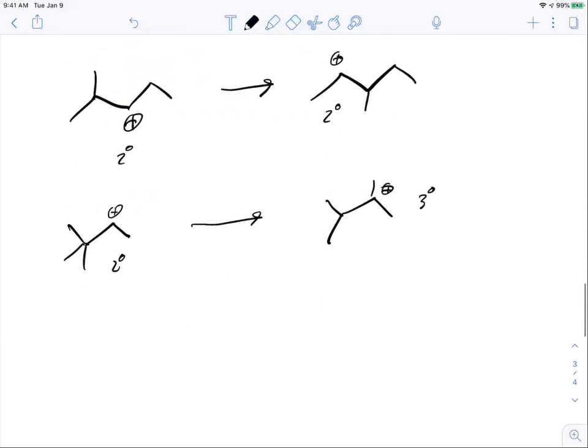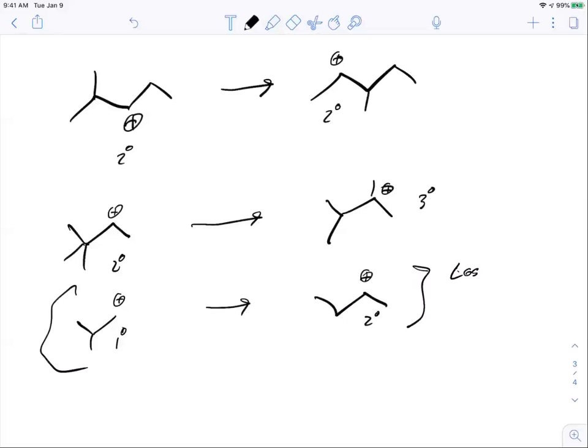Now, it doesn't happen very often because it's primary, but you could also think about it as a primary, potentially a stabilized primary, with a tertiary going to a secondary. Again, less likely, but there are some conditions where that could occur.